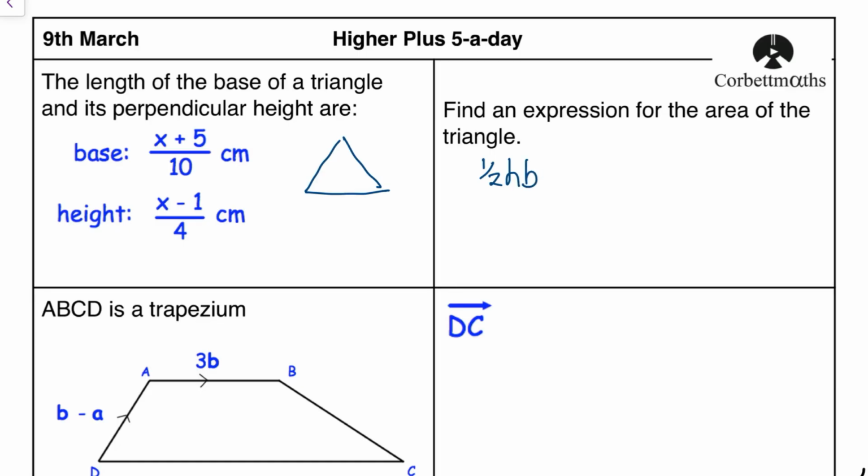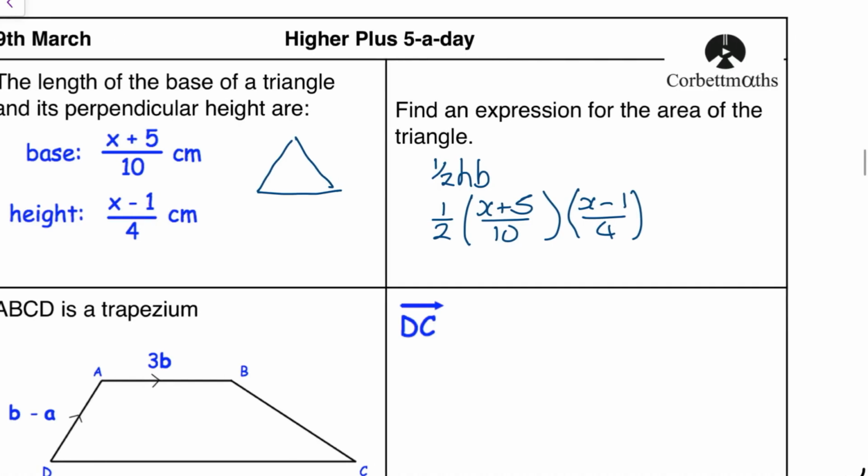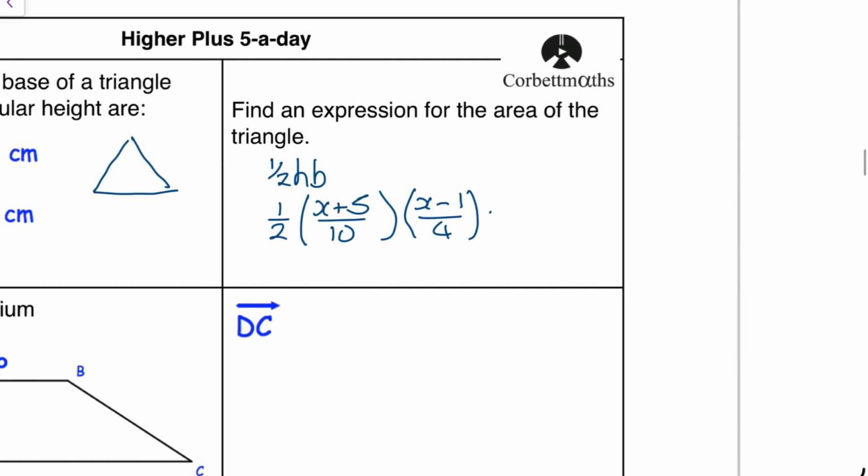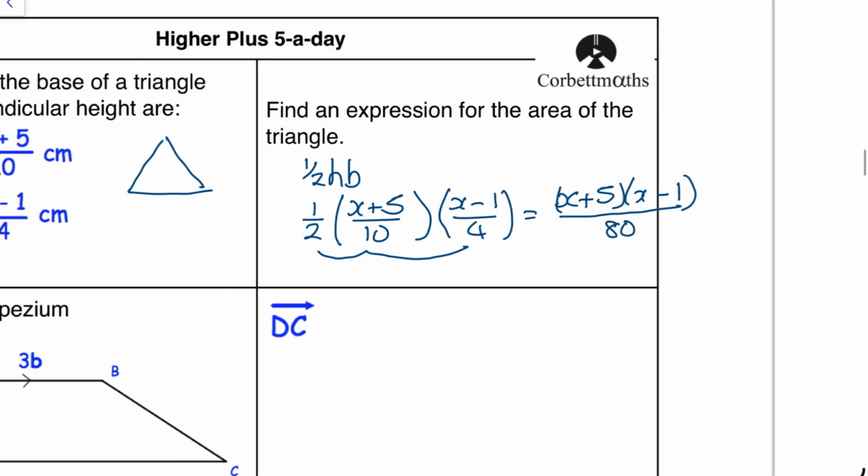It just wants an expression, so really I'm just going to multiply a half by x plus 5 over 10 and multiply that by x minus 1 over 4. And I will say this isn't going to simplify nicely at all, is it? It's just going to be whatever it is. On the numerator, it's going to be x plus 5, x minus 1. And the denominator, well, I'm doing 2 times 10 times 4, and that's going to give me 80 centimetres squared, sorry, it's an area, isn't it? I don't think I really need the units, but there we go.